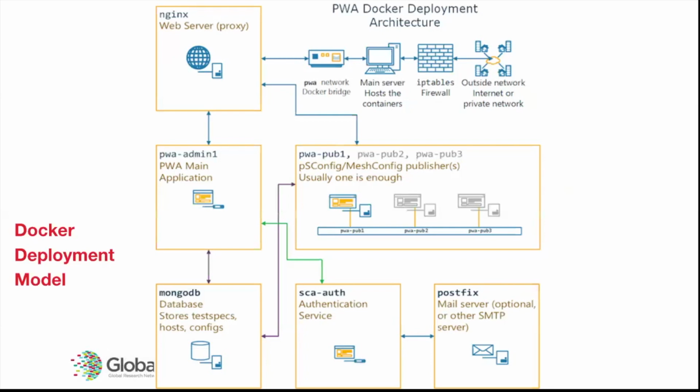And then there's the admin application, the main application that has a static JavaScript front end and a Node.js back end, and then the publisher or publishers. Those just run as daemons and also proxy through Nginx. And then MongoDB is a data store for most of this stuff.